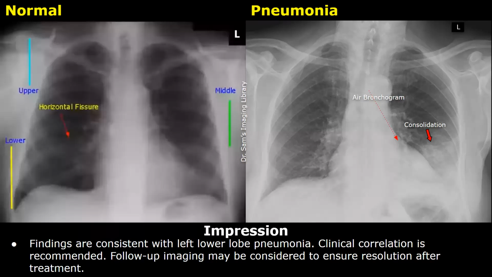After all the findings are written, you can end the report with the impression: findings are consistent with left lower lobe pneumonia. Clinical correlation is recommended. Follow-up imaging may be considered to ensure resolution after treatment.